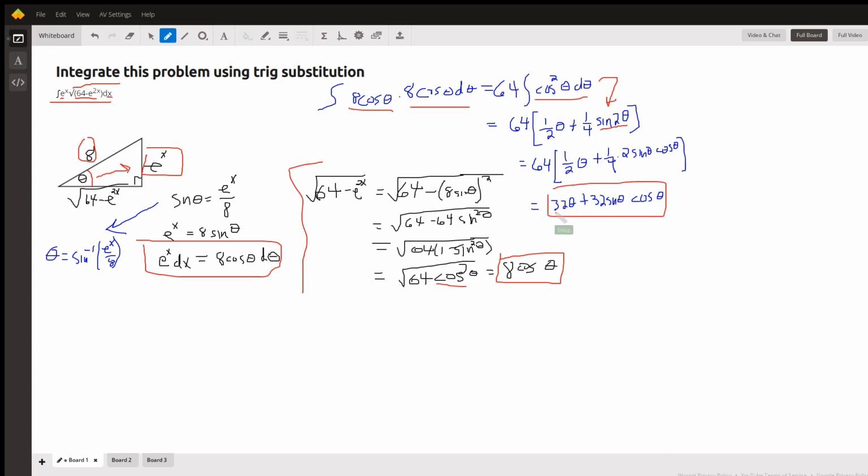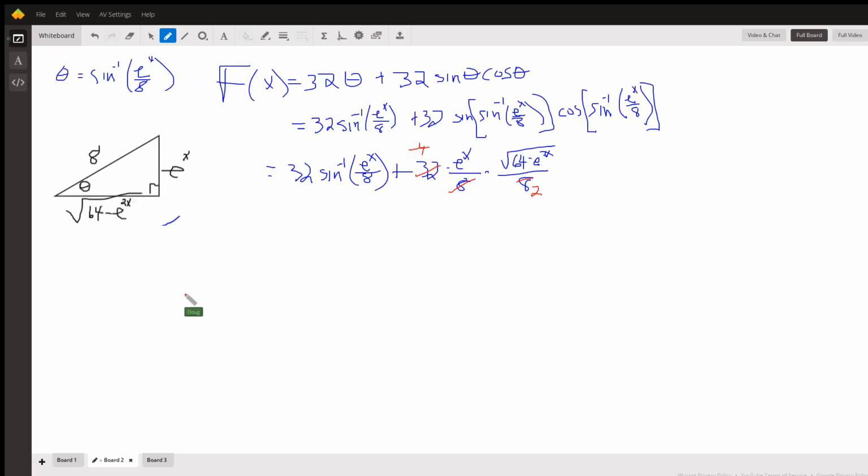Now, how do you get rid of the thetas? Well, here's what we know. Theta is the angle that has a sine of e to the x over 8. And so far, we've got the antiderivative as 32 theta plus 32 sine theta cosine theta. Theta is the angle that has a sine of e to the x over 8, or inverse sine of e to the x over 8. That's what I replace here.